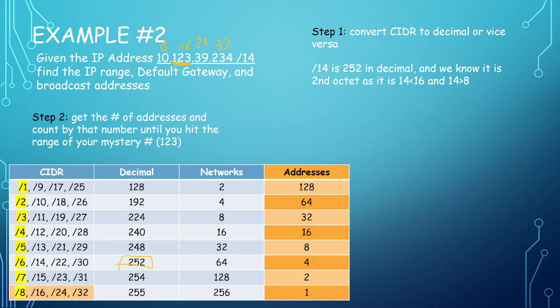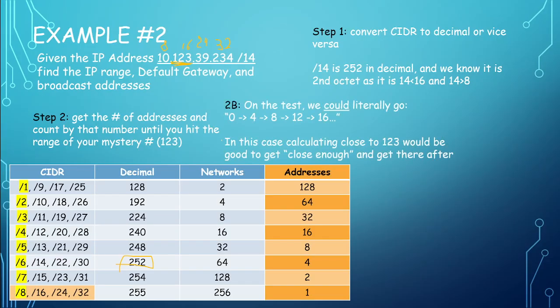Get the number of addresses and count by that number until you hit the range of the mystery number, which is 123, as we've highlighted aggressively right here. Now, on the test, we could literally go 4, 8, 12, 16, 20, 24, and just keep going until we hit a number around 123. But that's really difficult, and we know how to do math. We can just do math. And we're not going to do anything complicated.